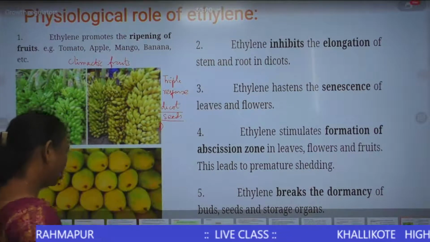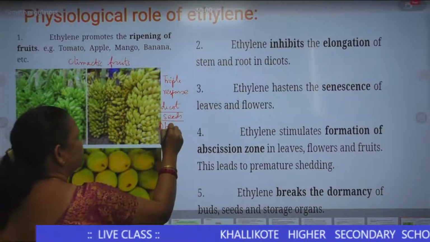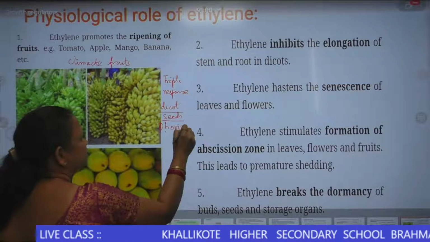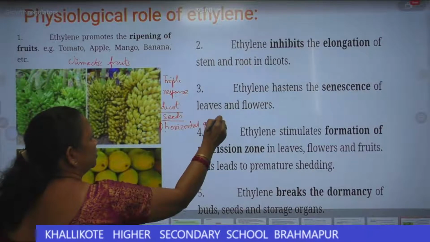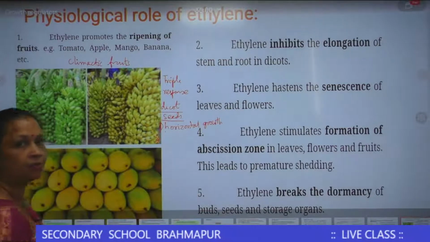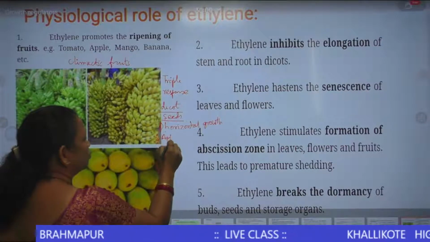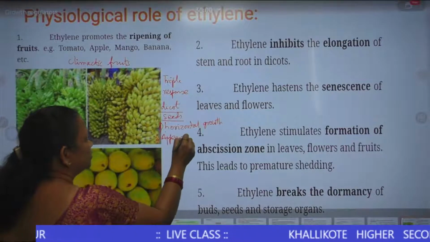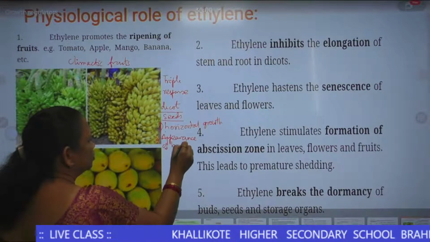Can be studied in the dicot seed. What does ethylene do during triple response? During triple response, ethylene can carry out three types of activity. The first activity that can be seen is horizontal growth.